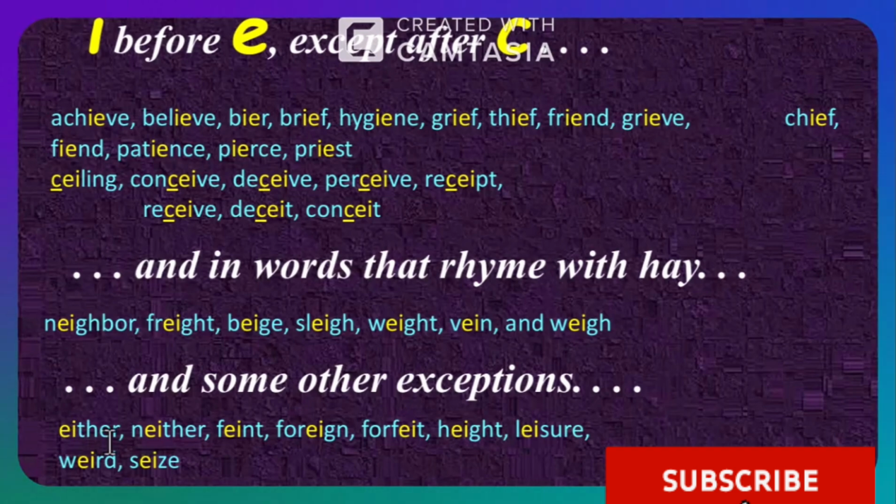And some other exceptions exist as well. We have, again, first E, then I. And you can pronounce this specific word either way, it is also okay. So either, neither, foreign, forfeit, leisure, weird, seize.